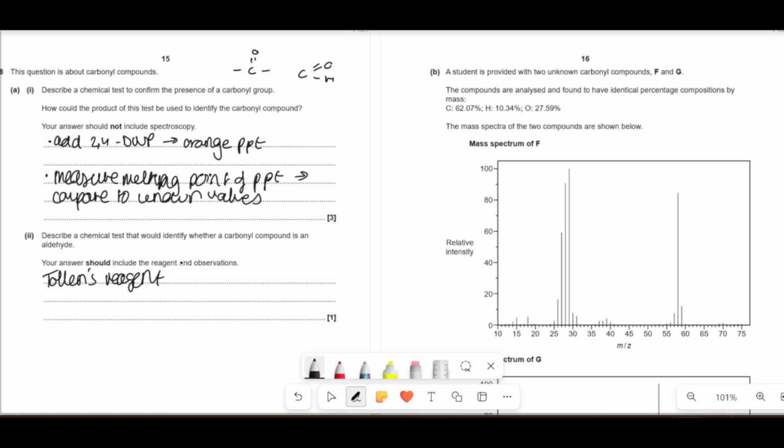So remember, that's silver nitrate dissolved in ammonia. What happens is that this gets oxidized, and the silver gets reduced. So if the silver's reduced, it goes from Ag plus to Ag solid, so you get a silver mirror. That's why the silver mirror forms. Because remember, when you oxidize something, you have to reduce something else.